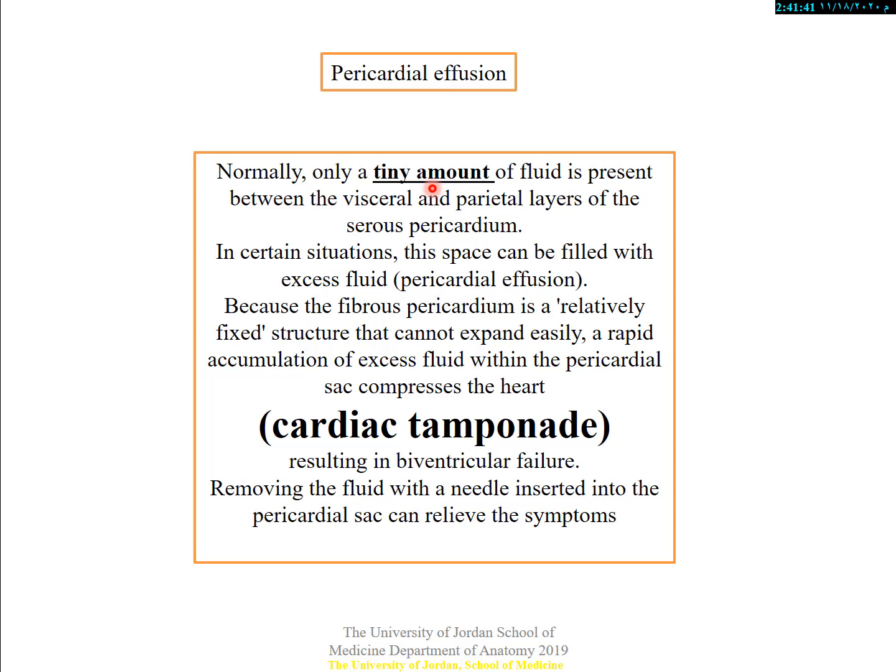We said the pericardial cavity is a potential space. If for any reason it gets filled, it would be challenged by the outermost layer, which is the fibrous sac, and this is a tough sac, and the fluid won't break it easily, of course, and it would apply pressure backward on the heart itself, causing cardiac tamponade. Removing the fluid with a needle inserted into the pericardial sac can relieve the symptoms, of course.